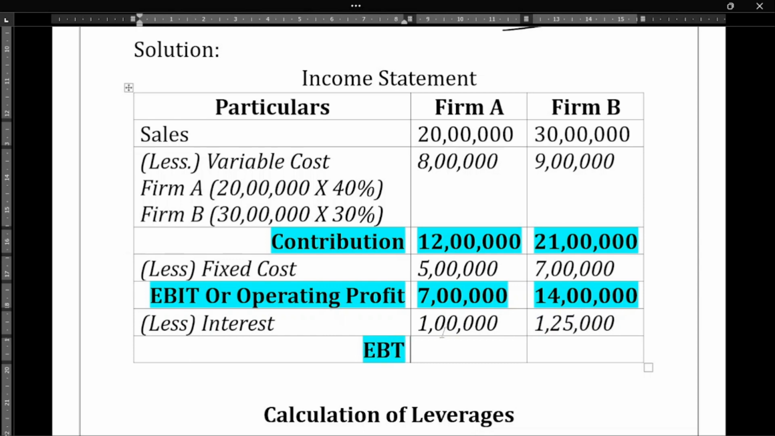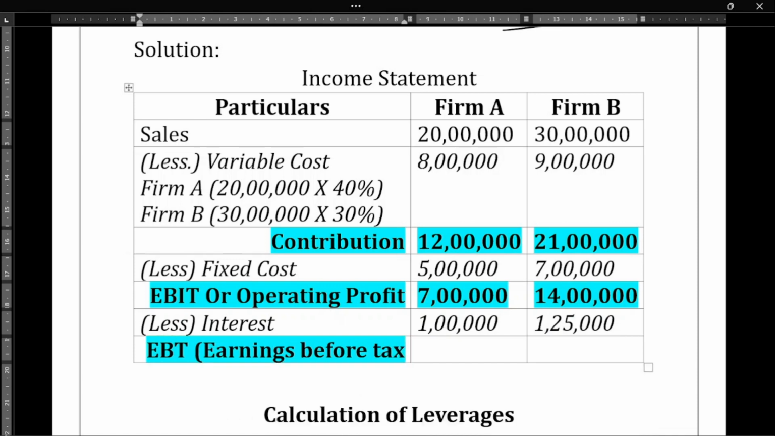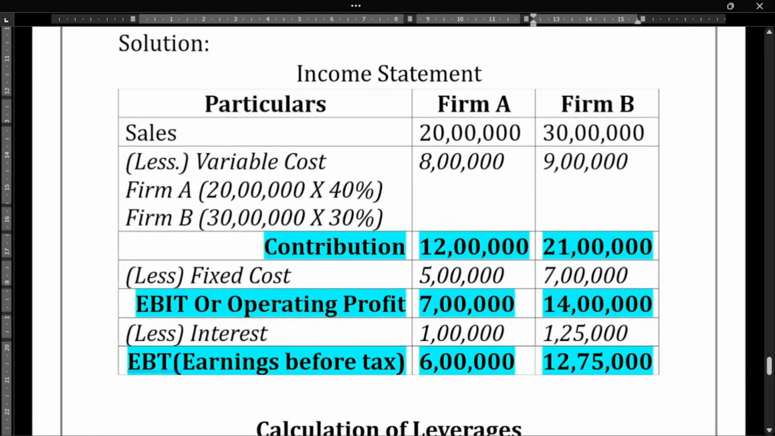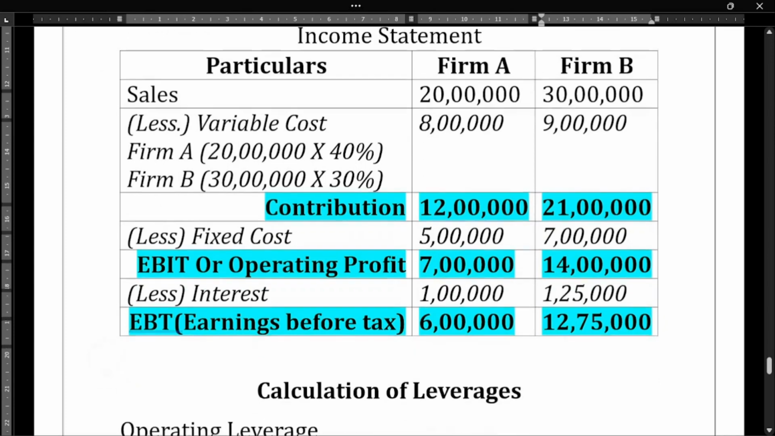We will get EBT, also known as earnings before tax. What is the earnings before tax? 7 lakh minus 1 lakh is 6 lakh. Then 14 lakh minus 1,25,000 will be 12,75,000. Using this income statement, we need to calculate operating leverages as well as the financial leverages.